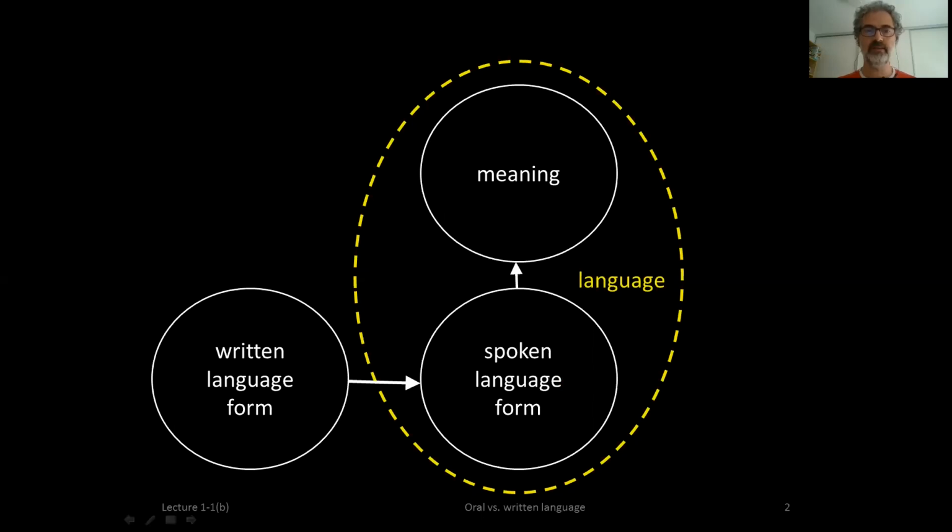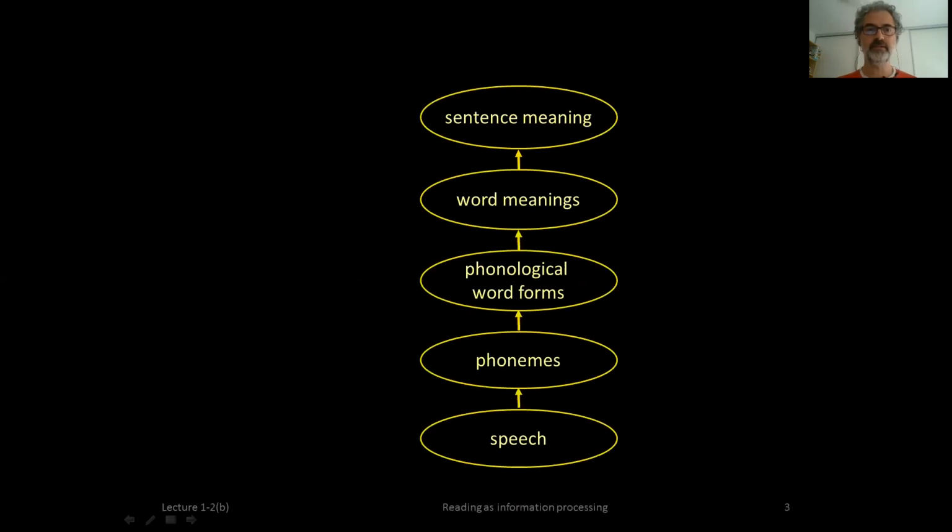So let us break this down into the components a little bit. What does it mean that spoken language maps onto meanings? How is that happening? And how does written language become converted into spoken language forms? Let us first think of the oral language component, which is in place before anybody can learn to read.